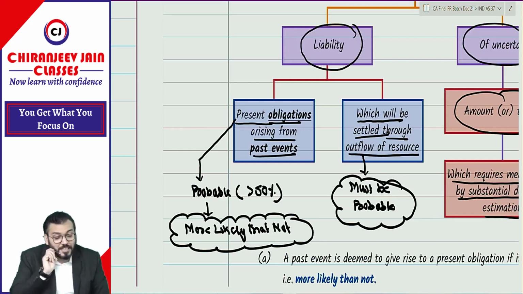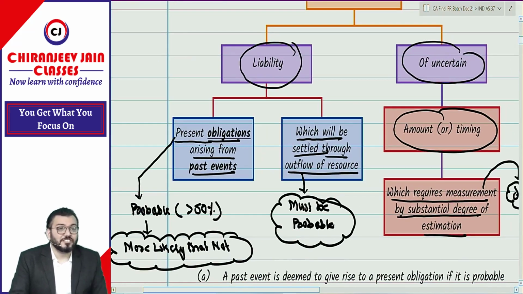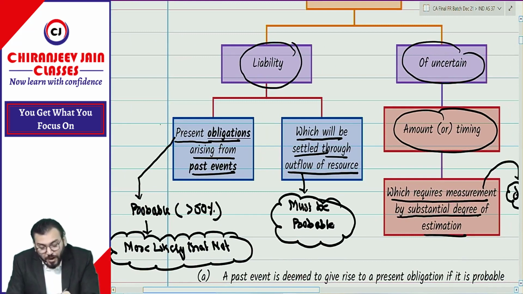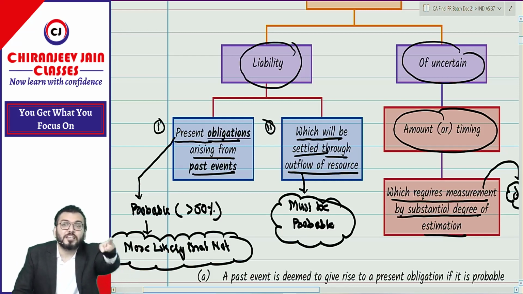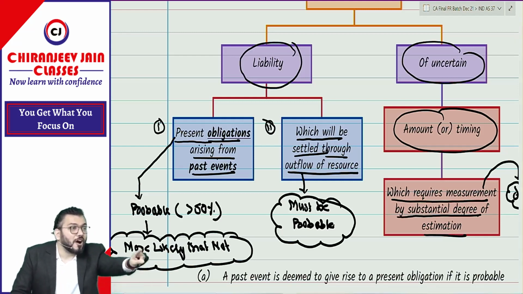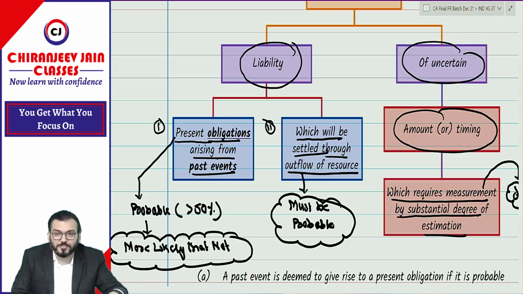Correct? Means for provision there are 3 conditions. For liability there are 2 conditions, this point number 1 and point number 2. First condition is what? There must be present obligation arising from past event, and outflow of resource must be probable.